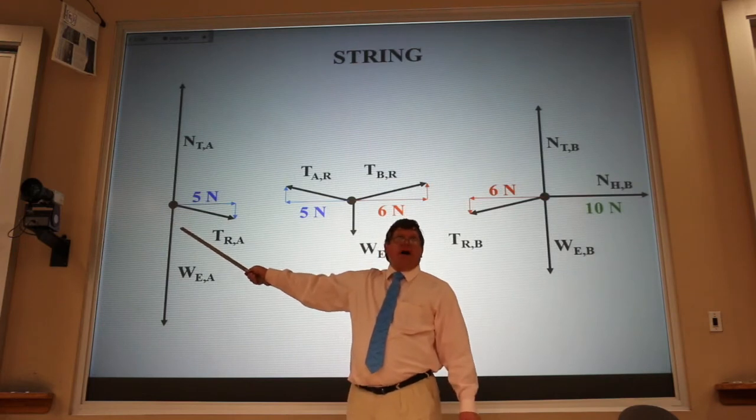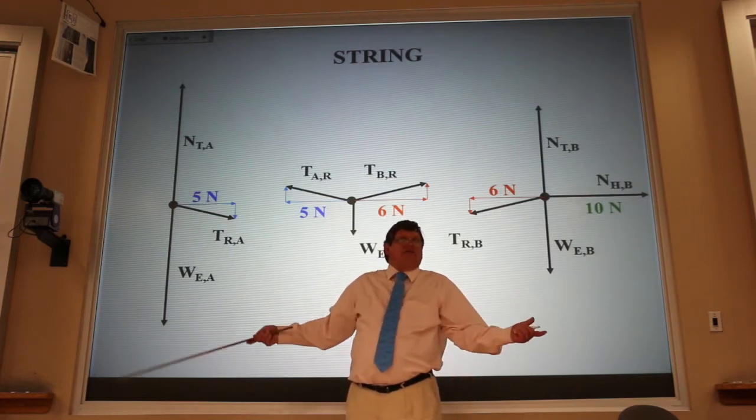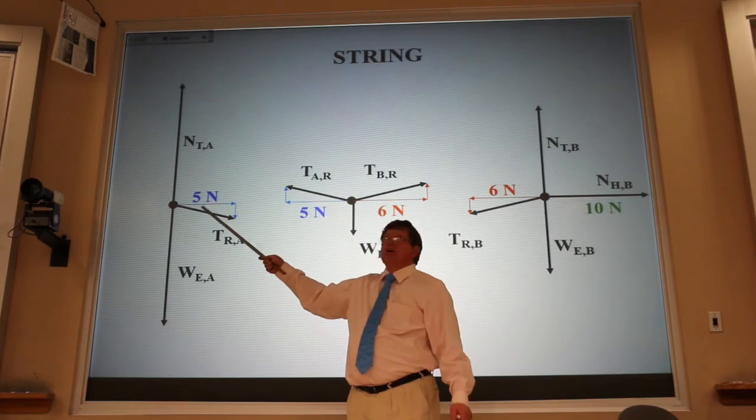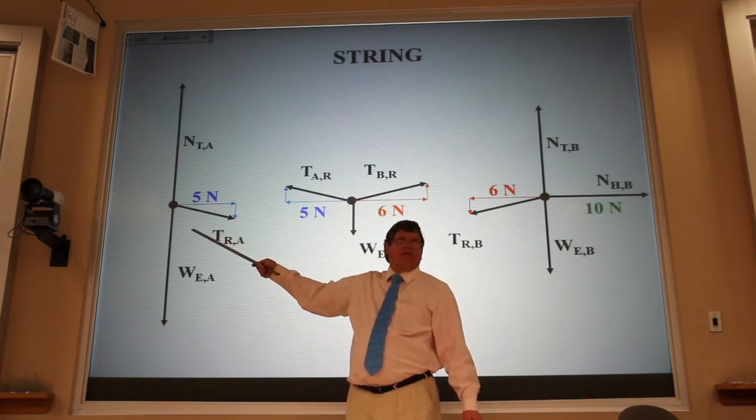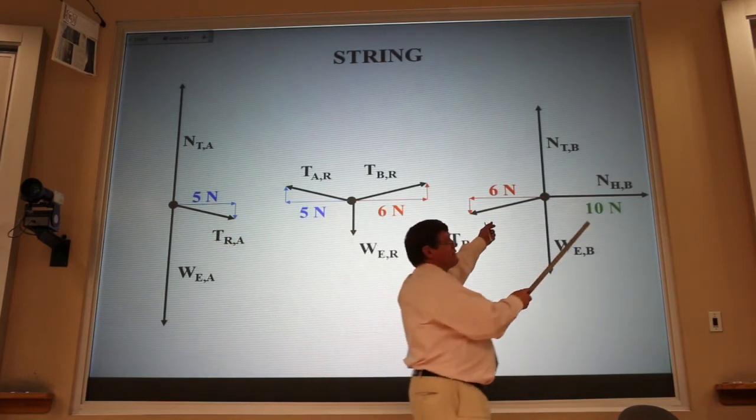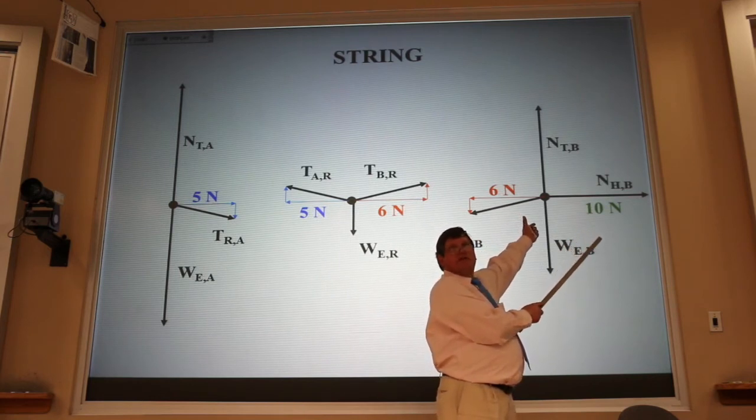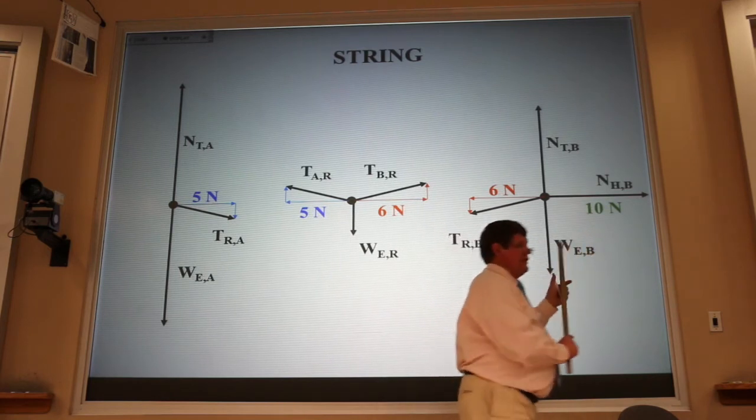Now, when we go from that heavy rope to the light string, I still have to have a net force of 5 on A. Its mass didn't change, its acceleration didn't change, I got to have the same net force. Likewise, I have to have the same net force on B. Its mass didn't change, its acceleration didn't change.